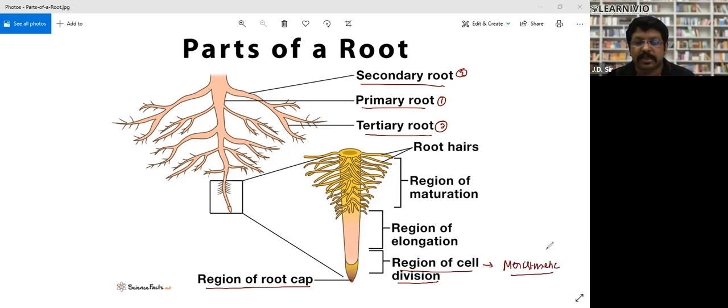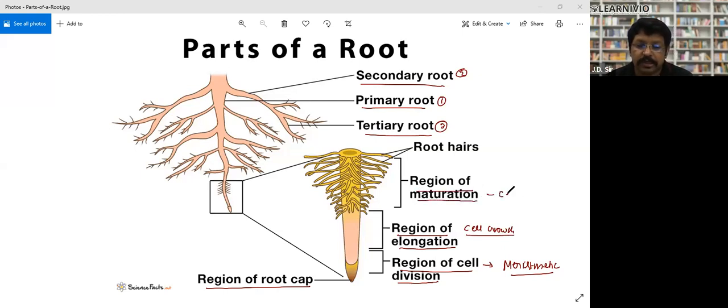These meristematic cells keep on dividing continuously and give rise to new cells. But meristematic cells, we know, are very small and soft cells. After the division, these cells are pushed back. This region is called the region of elongation. In the region of elongation, the cells keep on elongating, which means cell growth takes place. Cell growth. Behind this region, there is the region of maturation.